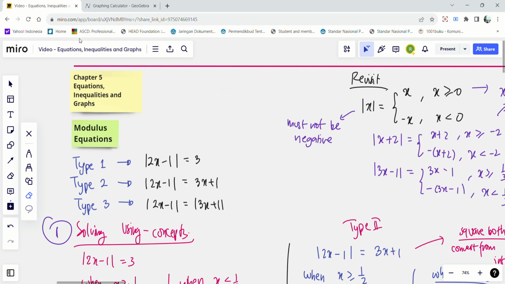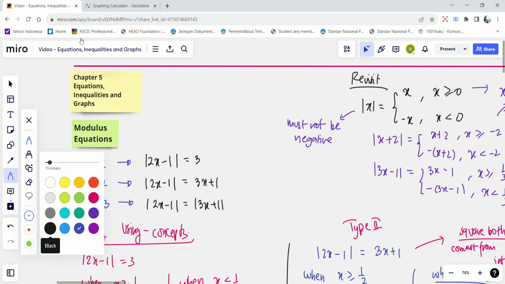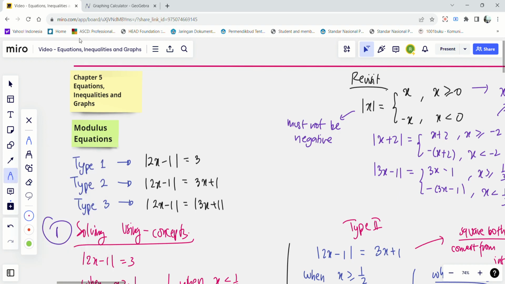Okay, so first of all, before we go through how to solve modulus equations, it's important for us to know what modulus equations are. As the name suggests, it is an equation involving modulus functions.